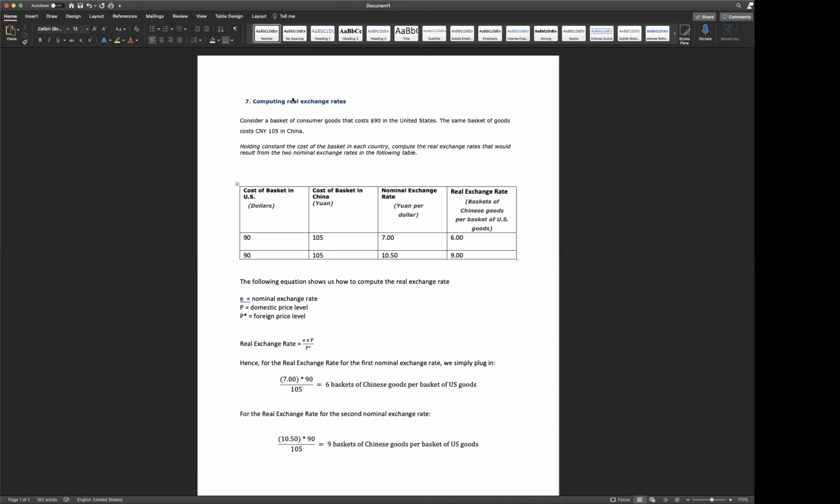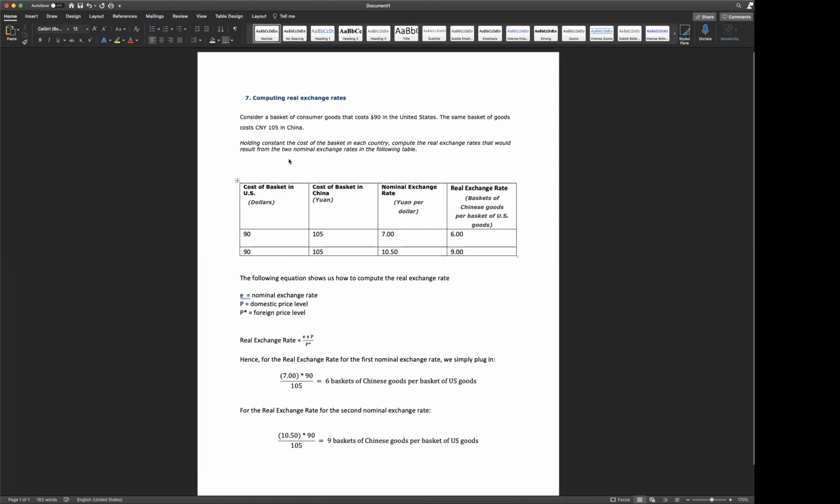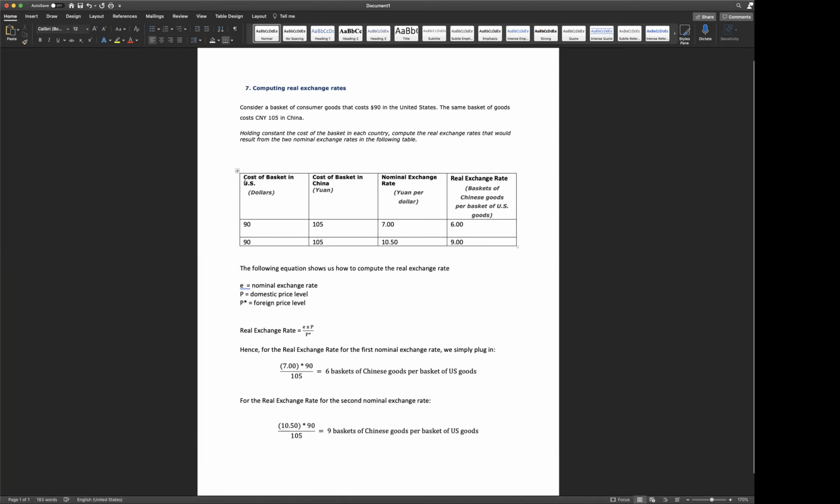In this case, we're going to consider a basket of consumer goods that costs $90 in the US, and the same basket of goods costs 105 yuan in China. So it gives us this little table right here: the cost in the US of the basket, the cost in China in yuan. And then right here, we have the nominal exchange rate, which in this case is 7. And then in another case, it's 10.50 yuan per dollar.